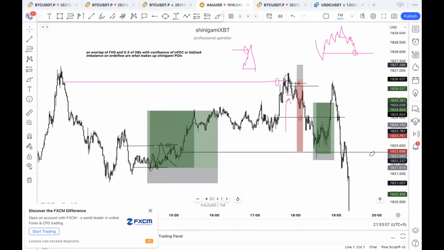Now you're getting me, right? Where did the move happen from? From here. So we got to break a structure here. And then what we do is probably enter on retrace.